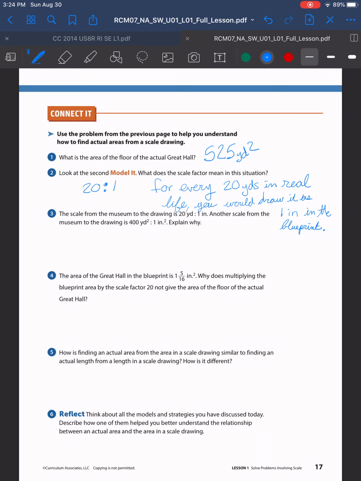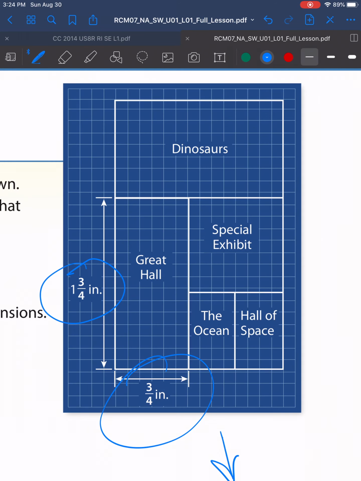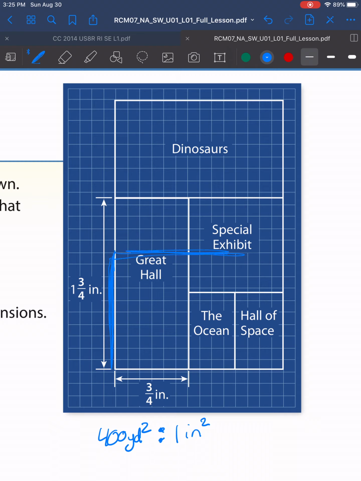So let's say that on my blueprint, I'm going to go back to my blueprint for a second. I'm going to erase this stuff. Okay. Let's say we're talking just in my blueprint for a second, okay? They're saying that 1 inch squared is to 400 yards squared, okay? So let's say this is just the blueprint. Let's say an inch is about like here. I mean, it's not in real life, but let's say that's an inch, okay? 1 inch by 1 inch. What's 1 times 1? 1.